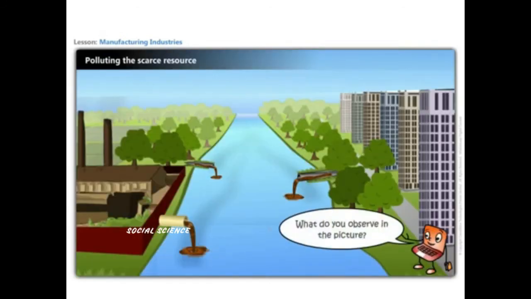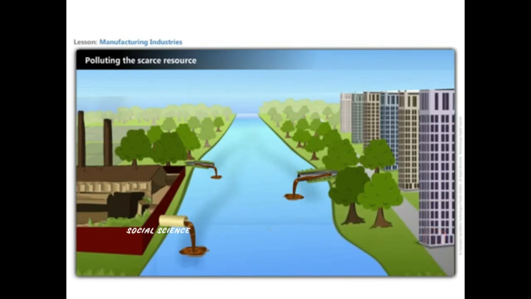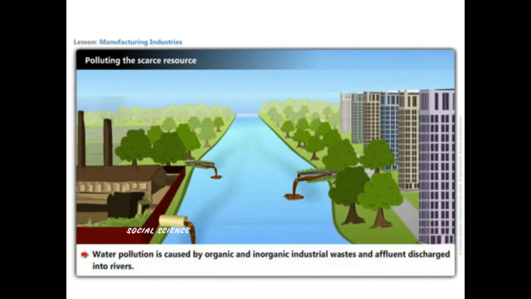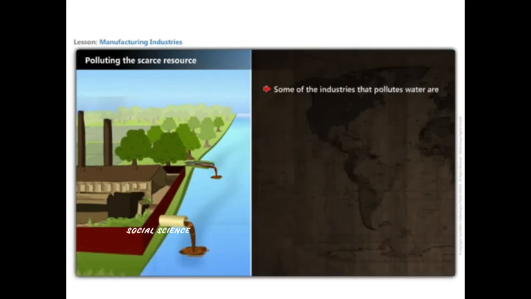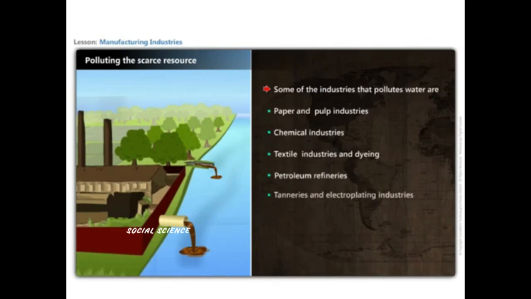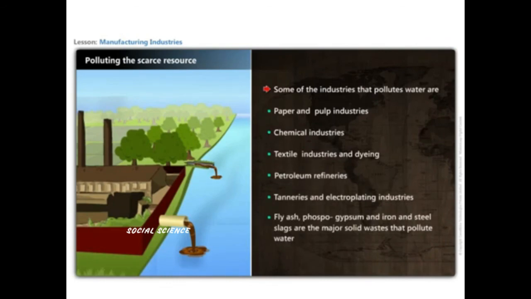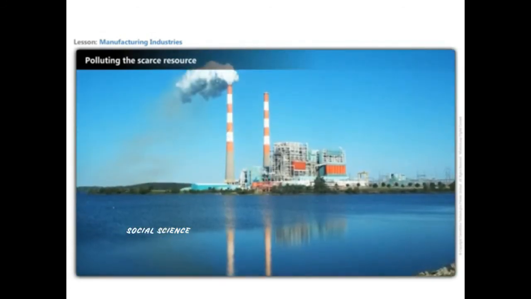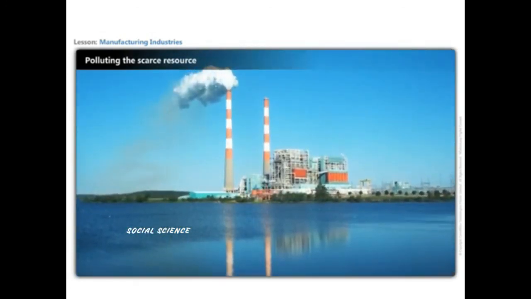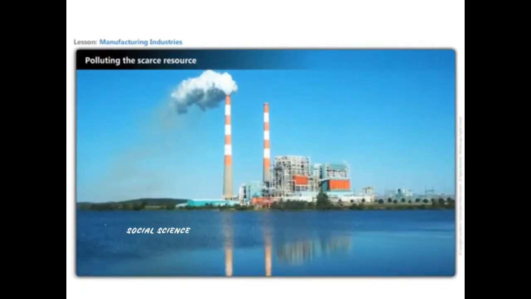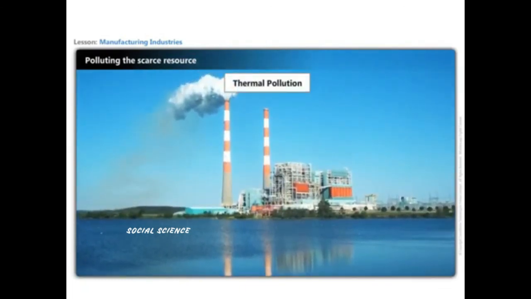What do you observe in the picture? Water pollution is caused by organic and inorganic industrial waste and effluent discharged into rivers. Some of the industries that pollute water are paper and pulp industries, chemical industries, textile industries and dyeing, petroleum refineries, tanneries and electroplating industries. Fly ash, phosphogypsum and iron and steel slags are the major solid wastes that pollute water. Sometimes, hot water from factories and thermal plants is drained into rivers and ponds before cooling. This is known as thermal pollution.